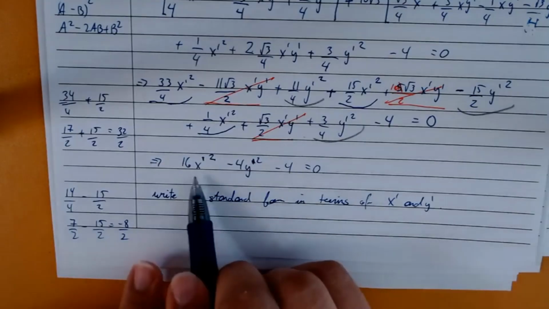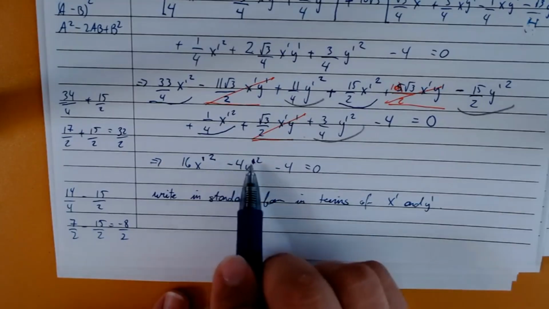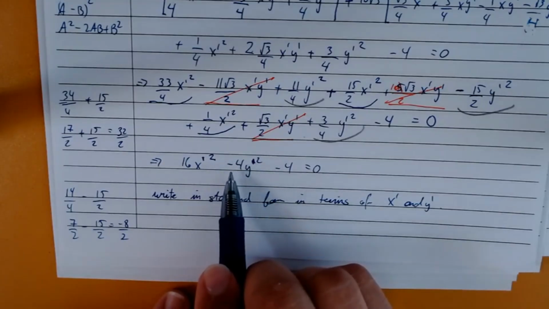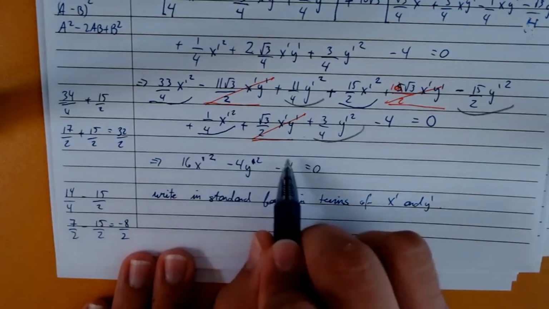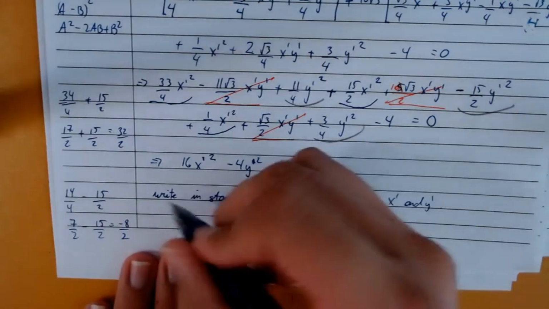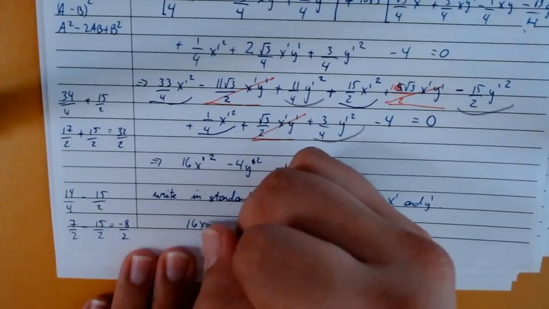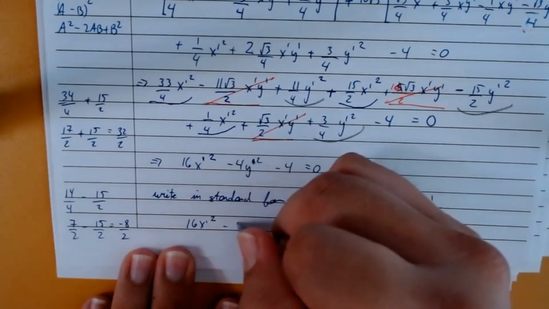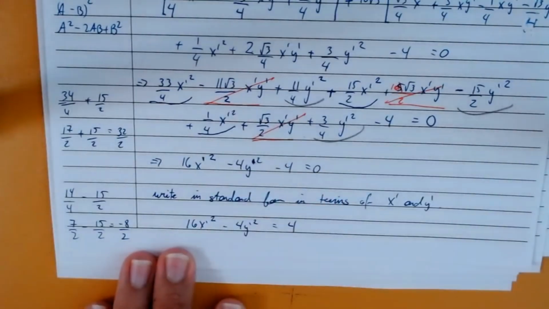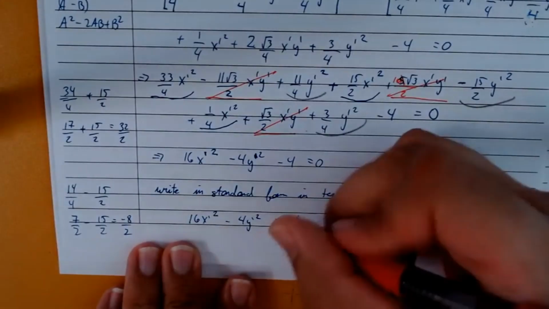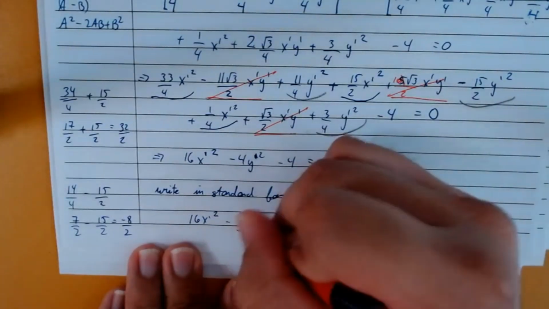All right, notice that you have the difference of squares here. That's going to be a hyperbola. So we want the constant over on the other side. That'll be 16x prime squared minus 4y prime squared equals 4. And then in the standard form of a hyperbola, we want the constant to be 1.